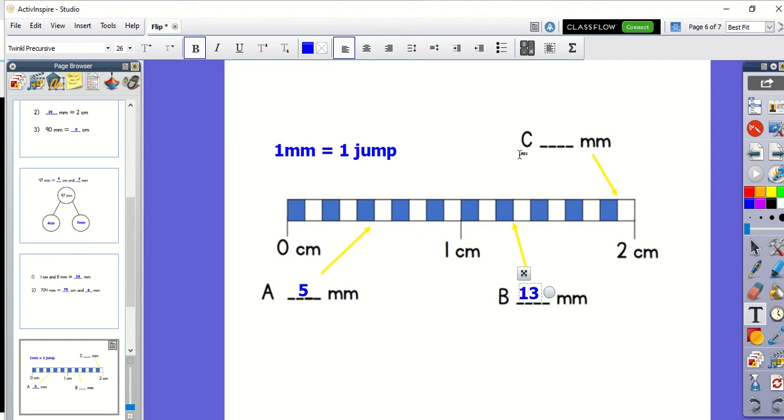And welcome back if you paused. Now there's two ways you could have done this. You could have started from 10 and counted up to where the arrow is. Or you could have started at 2 centimetres, which we know is 20 millimetres, and gone down 1. So 20 millimetres take away 1 would be 19 millimetres. Well done if you got that answer.